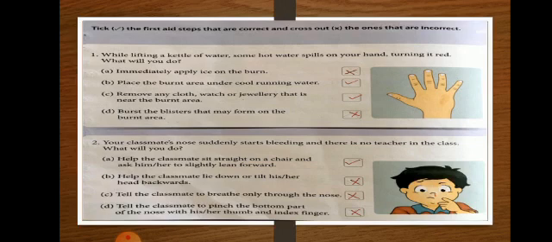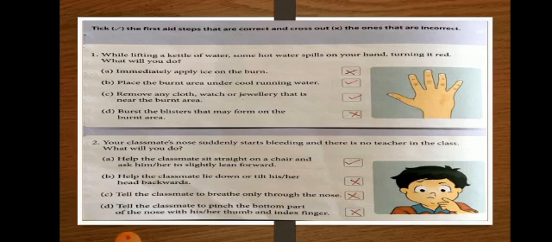So in this chapter, some situations are given. You have to identify whether you have to do that work in that situation or not. So first is, while lifting a kettle of water, some hot water spills on your hand, turning it red. So what will you do? You might have experienced this. So what will you do?